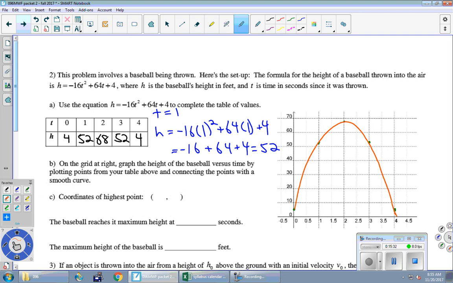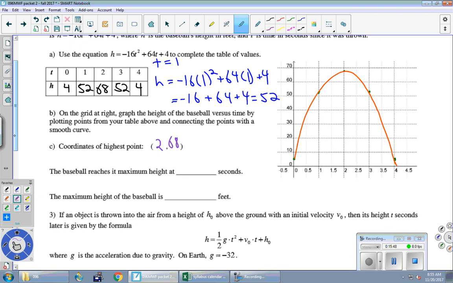Okay, let's start filling in here. Coordinates of the highest point, what is it? 2, 68. Okay, fair enough. And the fact that that is the highest point means we can explain what the 2 and the 68 both mean. It says the baseball reaches its maximum height at how many seconds? 2 seconds. The maximum height of the baseball is how many feet? 68, okay? So those numbers both mean something in terms of this baseball reaching its highest point.